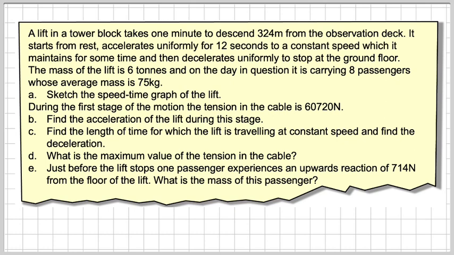It starts from rest, accelerates uniformly for 12 seconds to a constant speed, which it maintains for some time, and then decelerates uniformly to stop at the ground floor. The mass of the lift is 6 tons, and on the day in question, it is carrying 8 passengers whose average mass is 75 kilograms. It says, sketch a speed time graph of the lift.